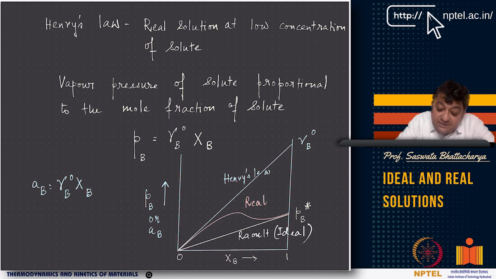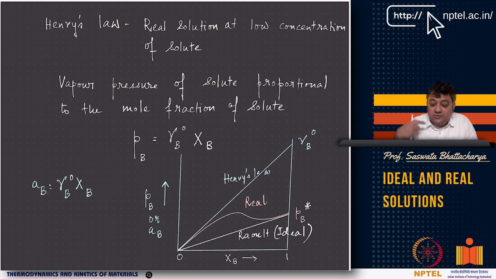Now if you see Henry's law very carefully, you can see this line is drawn at XB tends to 0. This is the tangent that I have drawn to this curve. This is a real solution, so there is a deviation from Raoult's law.